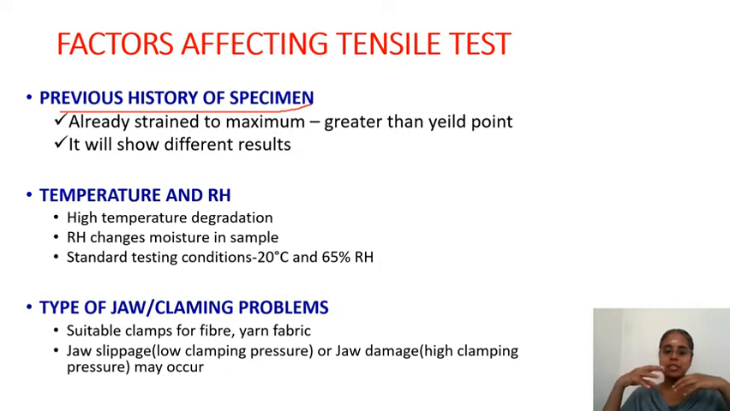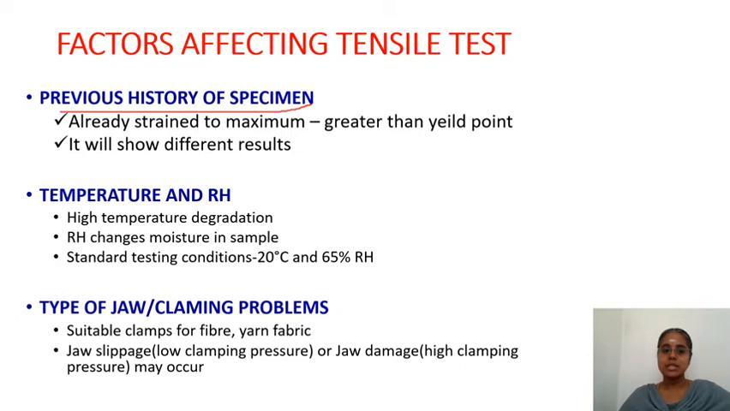So the influence of RH and temperature is usually neglected by maintaining a constant temperature across the various testing centers, and also by conditioning the sample for some time at 20 degrees centigrade and 65% RH. Whereas in India, we use 27 degrees centigrade and 65 plus or minus 5% RH.